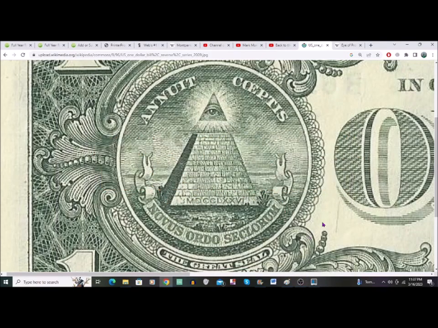Okay, I am back with another decode. It's the dollar bill again, and we're looking at the Eye of Providence with the pyramid underneath. And we're going to decode, basically just decode the angles in this thing.